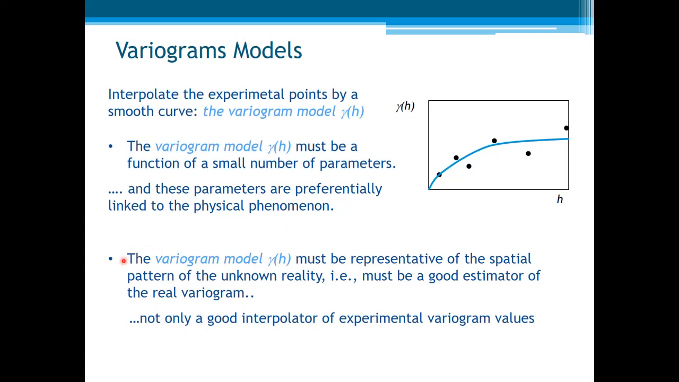Second rule, the variogram model must be representative of the spatial pattern of the unknown reality. It means that there must be a good estimator of the real variogram, not only a good interpolator of the variogram values. This means that we must add the expert knowledge of the physical phenomena to this interpolation exercise.